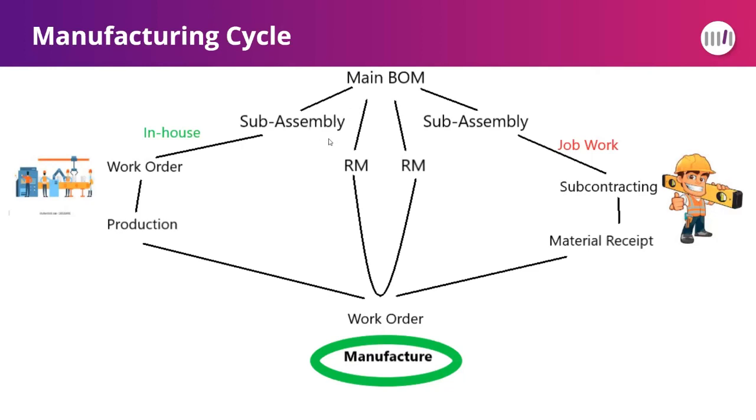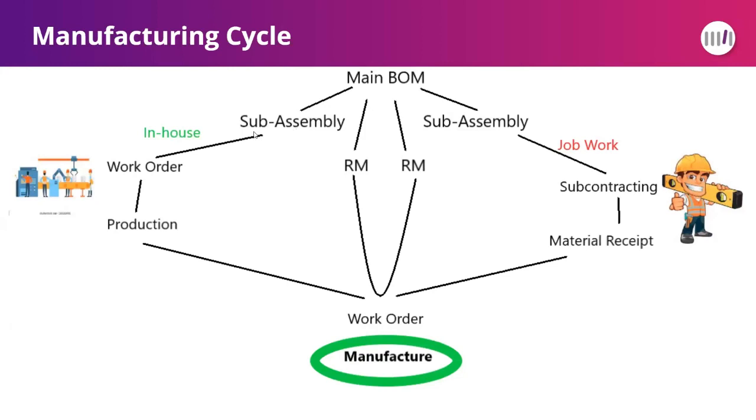After that, assume we have four different raw materials. Now these two are subassemblies. What I mean by subassembly is, in order to manufacture this particular product, there would be some more materials which are going to be required in order to fulfill this SFG.